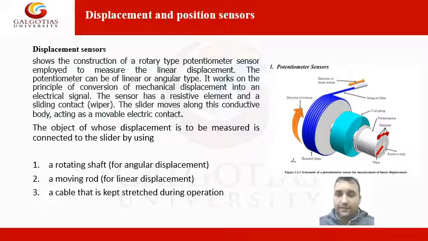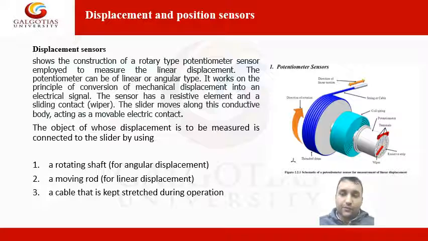This is the direction of rotation, and this is the sliding part. The object whose displacement is to be measured is connected to the slider by using a rotary shaft for angular displacement, a moving rod for linear displacement, or a cable that is kept stretched during operation. So this is a potentiometer sensor.